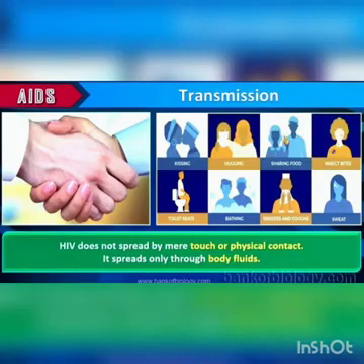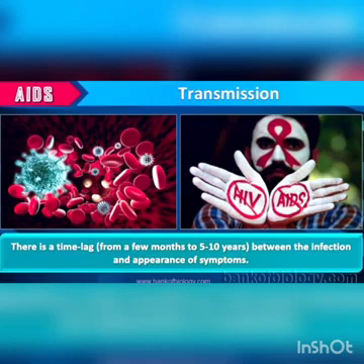HIV does not spread by mere touch or physical contact. It spreads only through body fluids, nothing else. There is a time lag from a few months to 5 to 10 years between the infection and the appearance of symptoms. When symptoms are not showing but the infection has already entered the body, that time lag period is known as the incubation period.